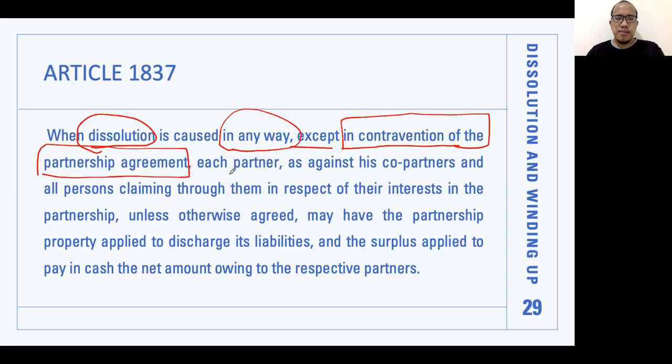Sabi niya, each partner, so lahat sila. Bakit? Kasi wala namang guilty partner dito eh. Diba? Because the dissolution is not in contravention of the partnership agreement. So each partner, lahat sila may karapatan. Each partner, as against his co-partners, ibig sabihin, yung karapatan niya na ini-invoke dito ay against sa mga kapwa niya partner. And all persons claiming through them in respect of their interest. Ano ibig sabihin ng interest nito?